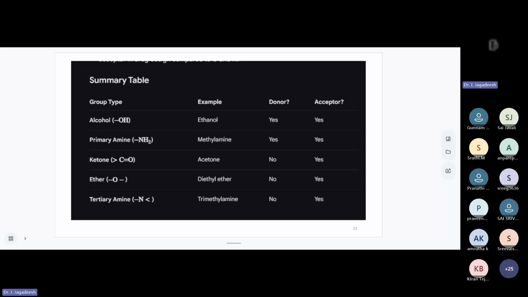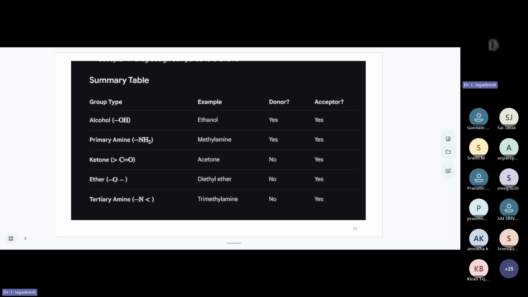You see in the second row, you have a primary amine. It acts as both donor and acceptor. But the tertiary amine acts only as an acceptor, not a donor. It means that for the atoms present, in terms of their ability to donate hydrogen or accept it, in most cases they are acting as acceptors, and the donors will be very few.